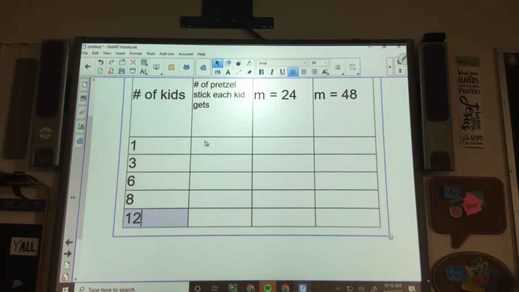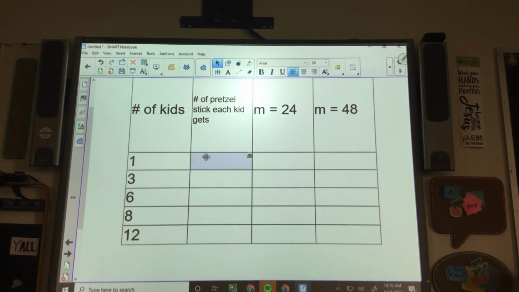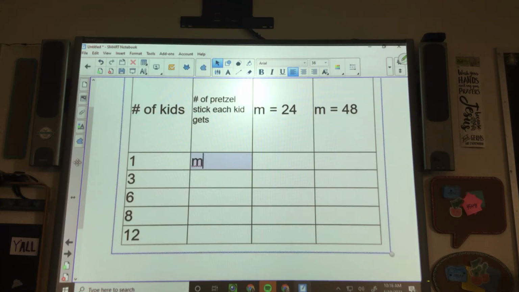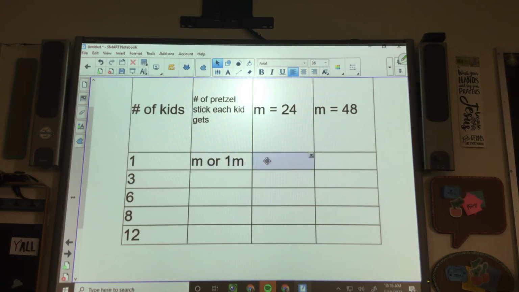Okay, so if there's one kid, how many pretzel sticks does each kid get? M, or 24. 1M, so 1 times M. 24. M is 24. It's just M. We're reading something wrong. Before we were doing multiplication, now we are doing division. So what does the M represent? It doesn't represent how many pretzel sticks each kid gets.